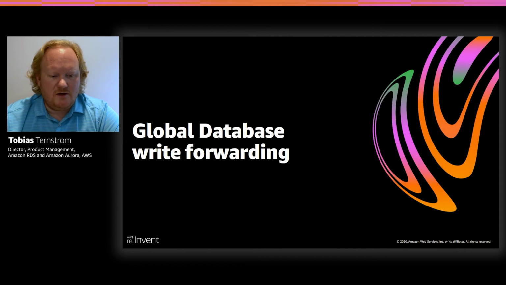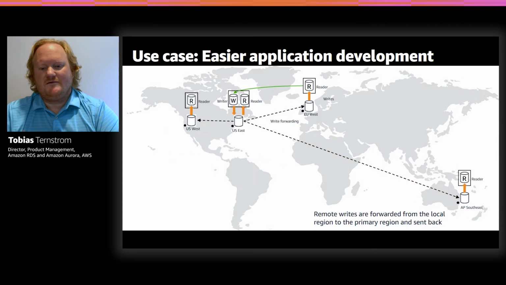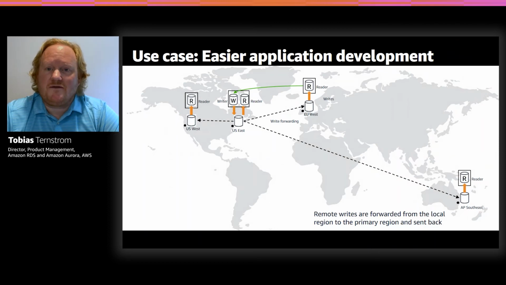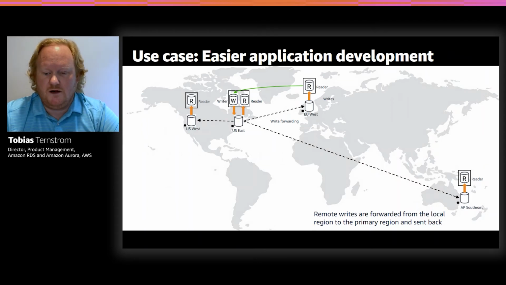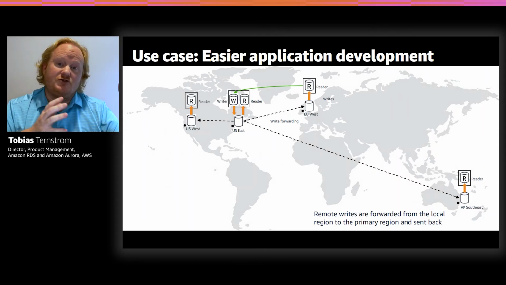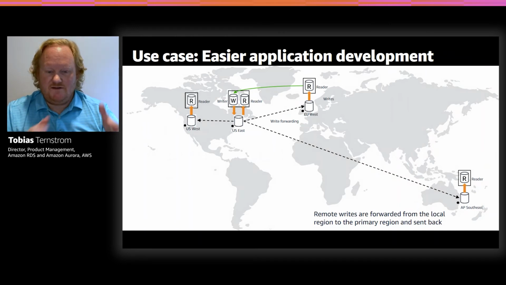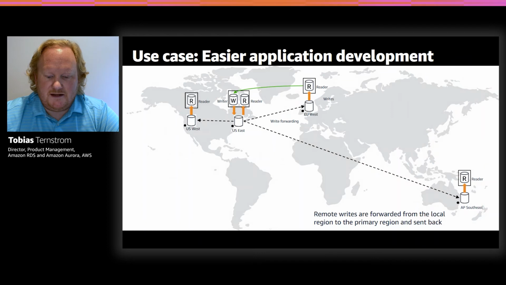So let's take now a look at Global Database write forwarding. So what is that? Well, let's start with the use case. It's all about easier application development. So if we look at this, bringing data closer to users that we talked about before, what about if the user needs to write? So in this case, I have readers in multiple regions, but I also now apparently want the EU West region to be able to write. So how do I handle this?